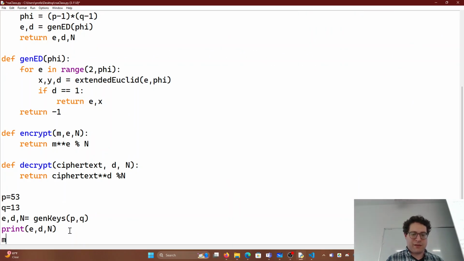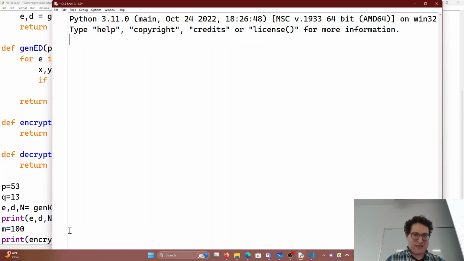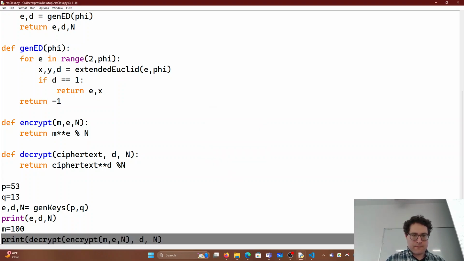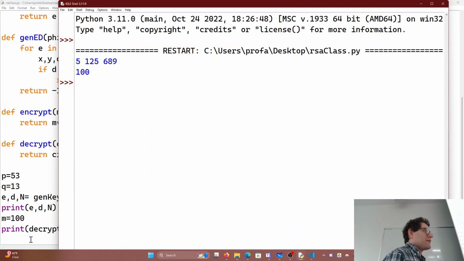Let's set my message equal to 100. Let me print what happens when I encrypt our message with E and N. That gets encrypted into 68. Now if I decrypt, the ciphertext and D and N, yep, we get 100 back. So I sent a message, successfully encrypted it, and then decrypted it.